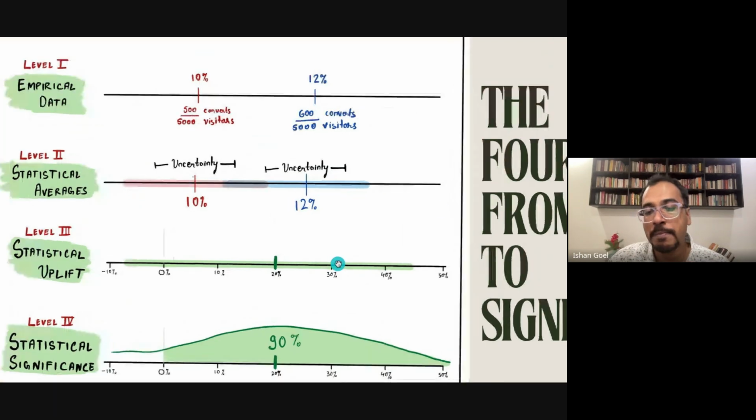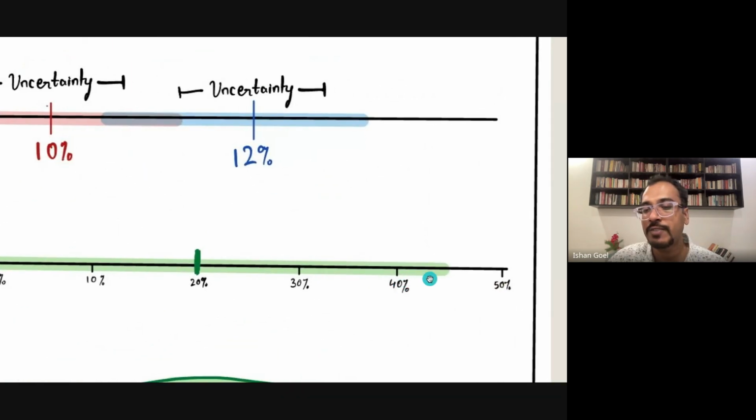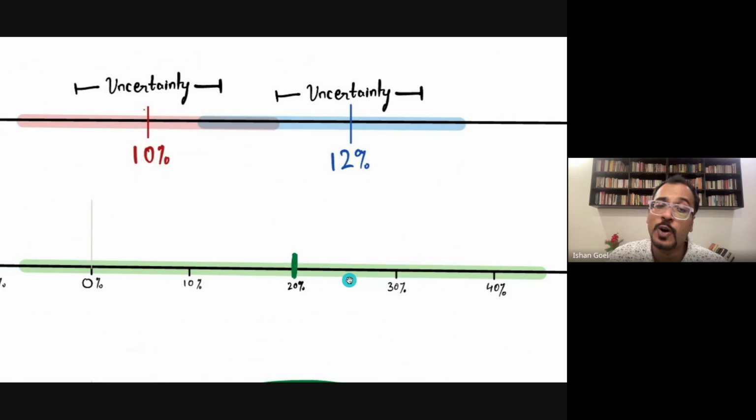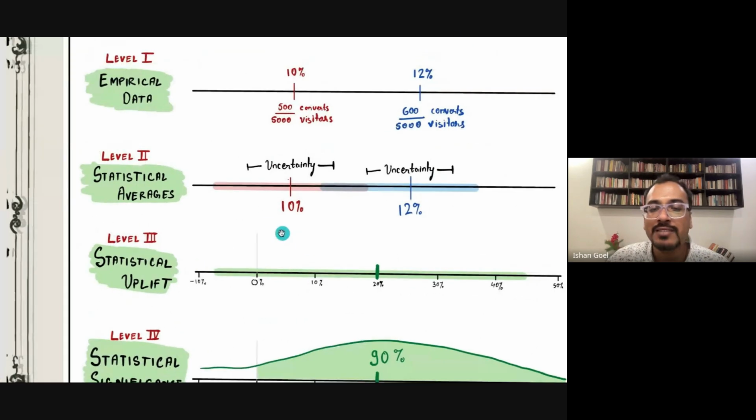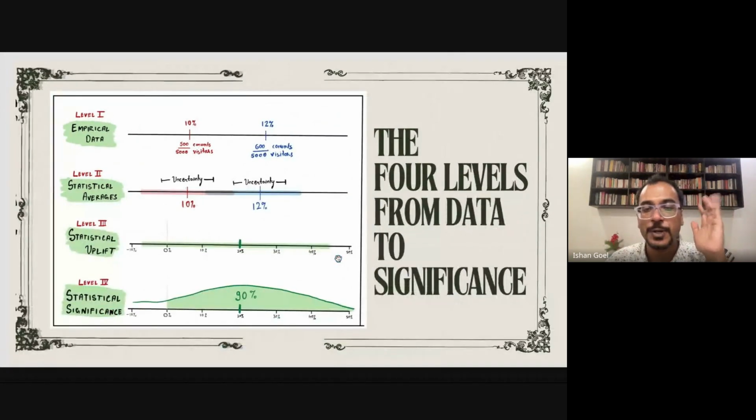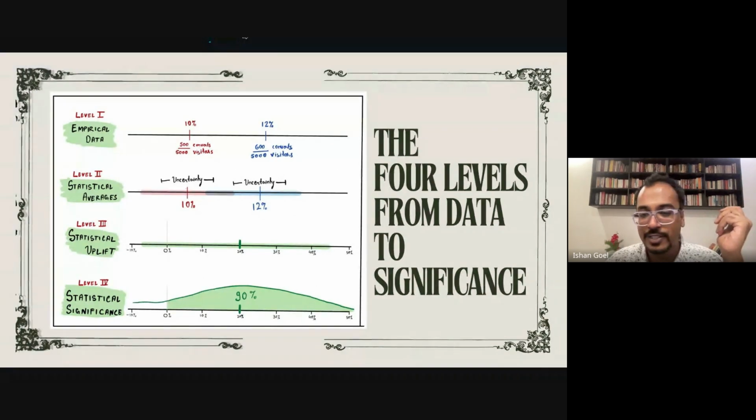So maybe at best, my uplift is around 40-45%. But at worst, maybe control has 11% and variation has say 10.5%. So at worst, it can be below zero as well. Any questions? This is really nuanced statistical stuff that I'm trying to simplify. So if there are any questions or you are not able to follow, then please ask me right away.